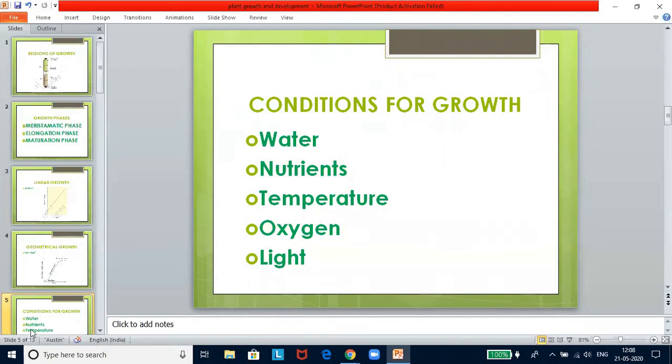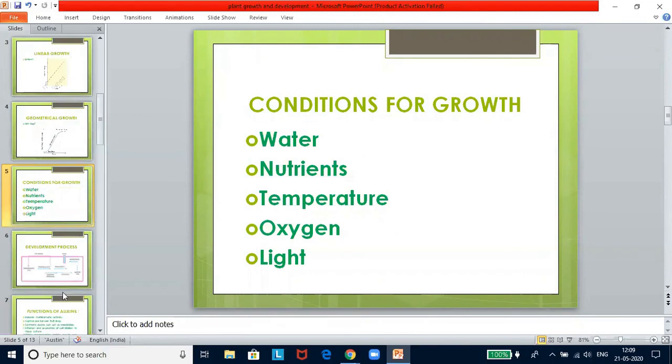Now, temperature. Every plant has an optimum temperature range best suited for its growth. Now, oxygen. It is essential for aerobic respiration and hence availability of energy. Because from aerobic respiration only, ATPs are synthesized, and that is the available energy for biosynthetic activity. Now last is light. Environmental signals such as light and gravity also affect certain phases or stages of the plant.